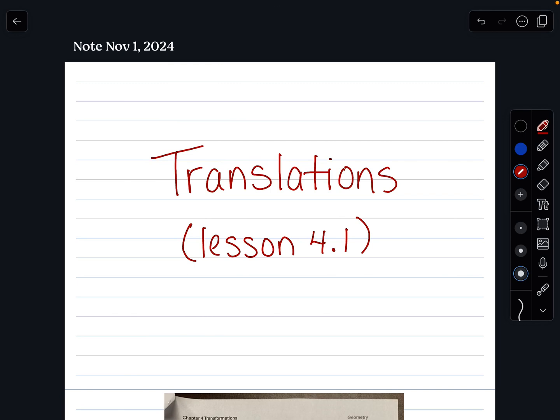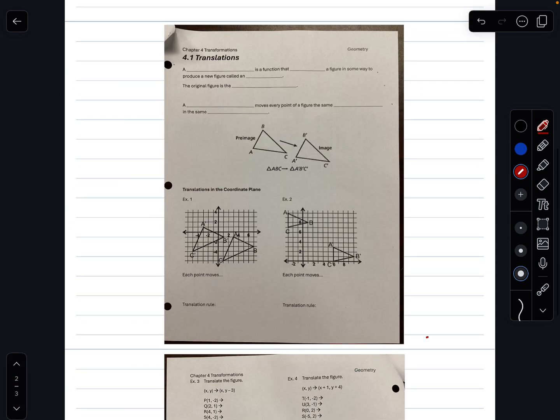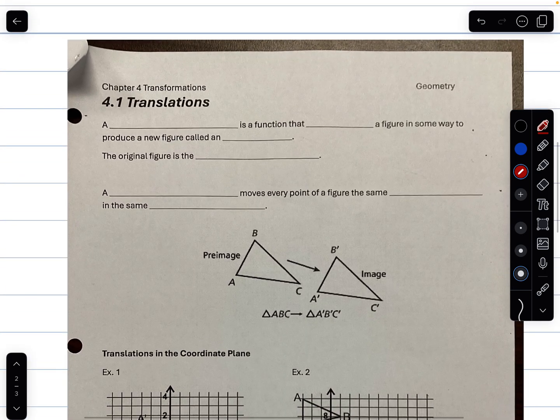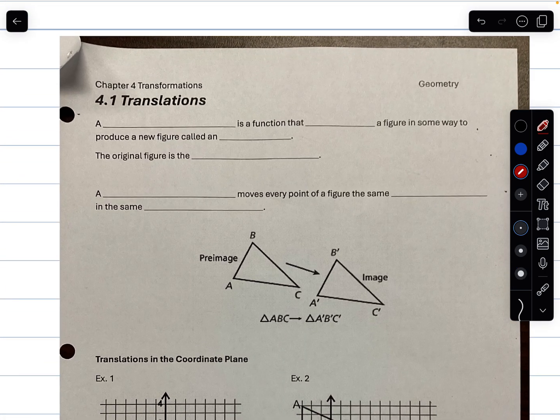Yeah, exactly. All right, we're going to start chapter 4 today. We're just going to look at translations, how we take a figure and translate it specifically within a coordinate plane. Okay, so on page 1, we're just going to fill in a few blanks here before we get started.